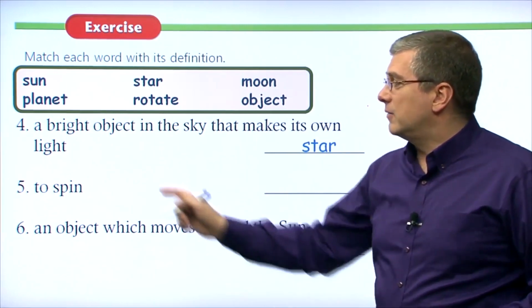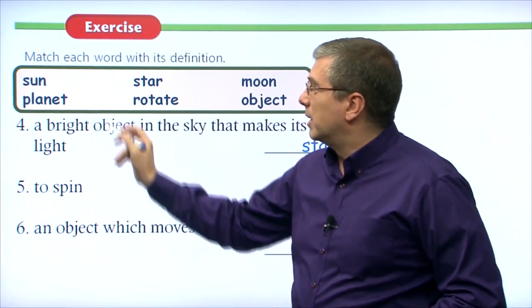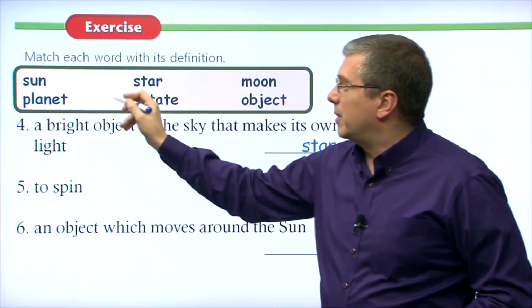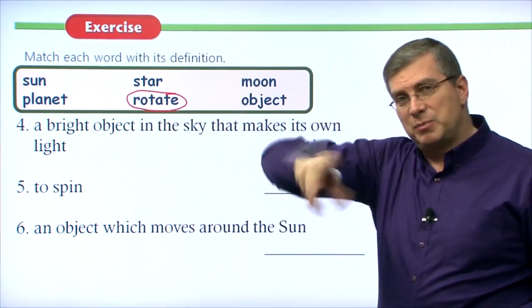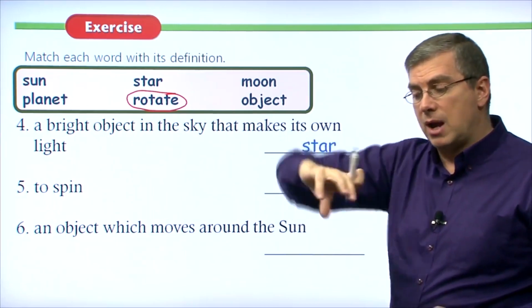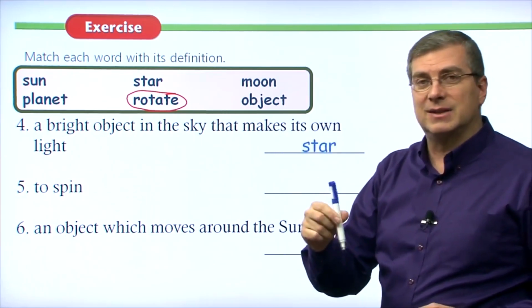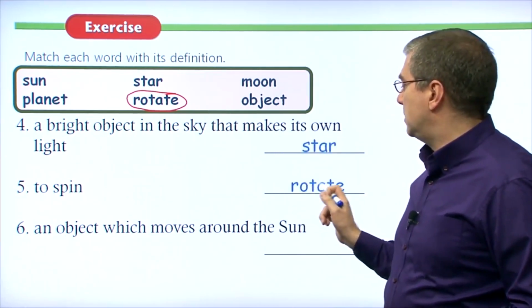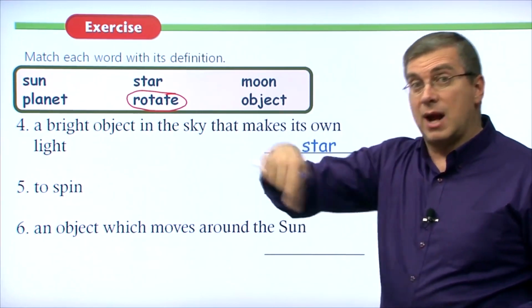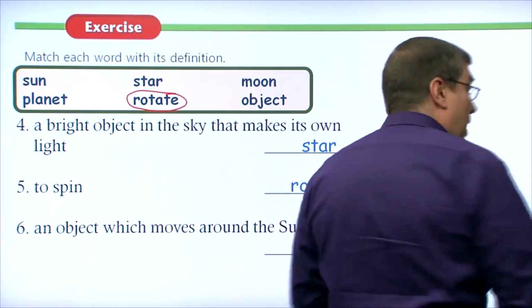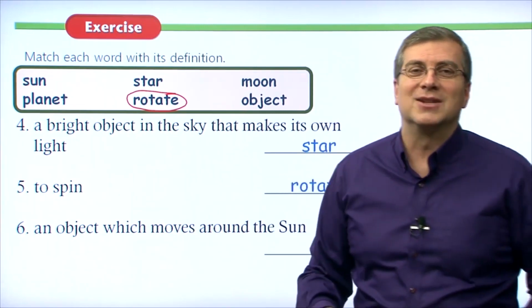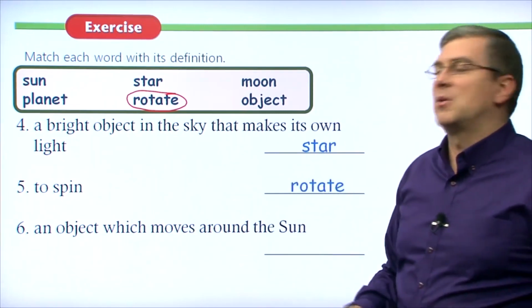Okay, number 5 is to spin. So we need a verb. Really, our only verb in this group, of course, is right there, to rotate. And rotate means to spin around, to move around on a pole, on its axis, right? So to spin means to rotate around, to spin around. You can rotate your body, right? You can spin around, right? You can rotate. So you rotate your body, you spin around.